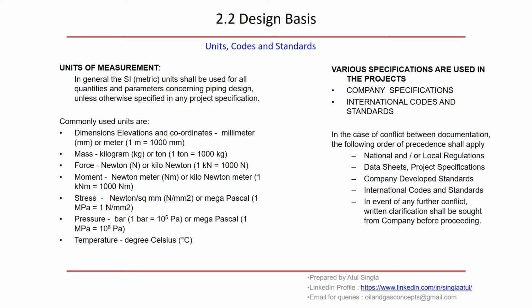Then again, various specifications are used in the project: company specifications, international codes and standards. Whatever we are going to use, we have to list out in this design basis, which will be the basis for our complete design. In case of any conflict between documentation, the following order of precedence shall apply. This order of precedence we have to mention in all the design bases. To resolve any kind of conflict, this will be the basis for the contractor.